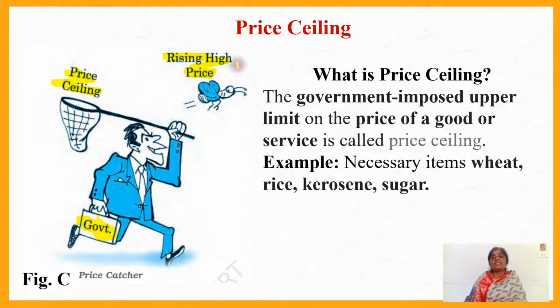Therefore, we will see what is price ceiling. Price ceiling in the sense the government imposes an upper limit. Government will set an upper limit on the price of a good or service, which is called price ceiling. Therefore, nobody can sell above that government fixed price, thereby the government protects the consumers. Example, necessary items: wheat, rice, kerosene and sugar. If the price of these items is very high, poor people will suffer. To protect the poor consumers, government applies the upper limit.